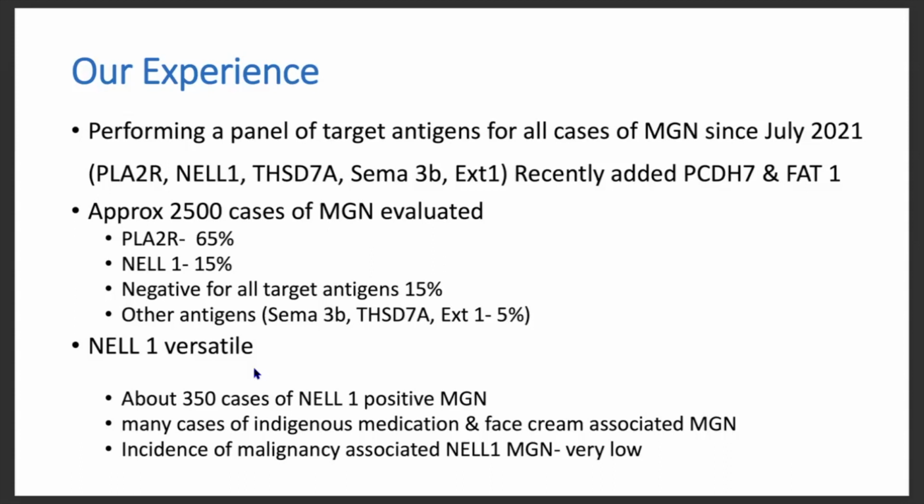As I have said earlier, in our cohort of 350 cases, the incidence of NELL1-associated membranous GN having an underlying malignancy is very low. So there are clear geographic differences, and as and when more geographic regions start doing this and bringing out their data, we'll probably get to know more about this very interesting antigenic profile of membranous GN.